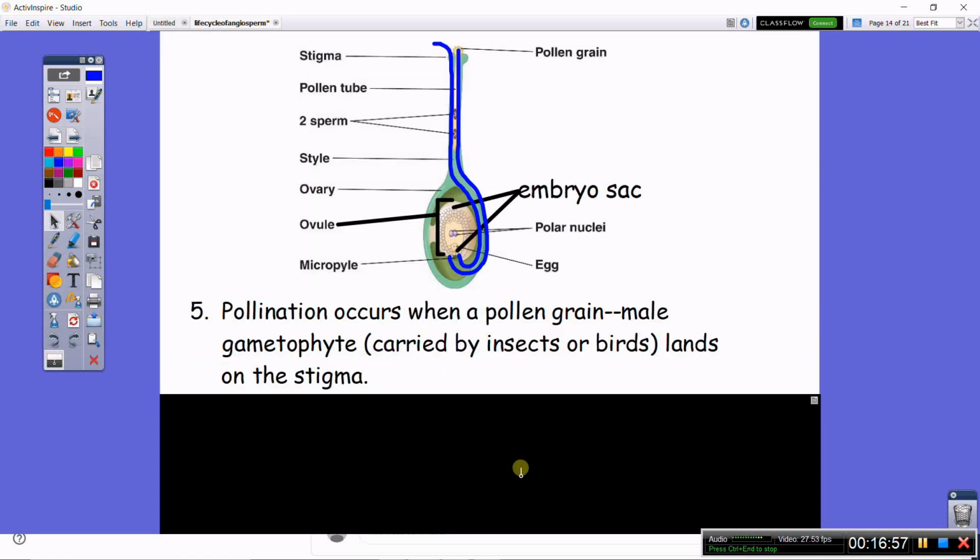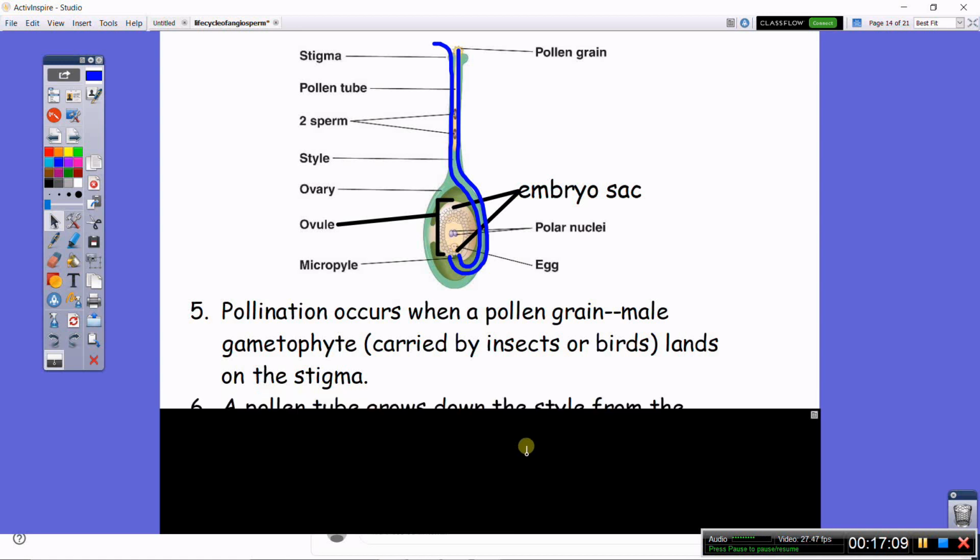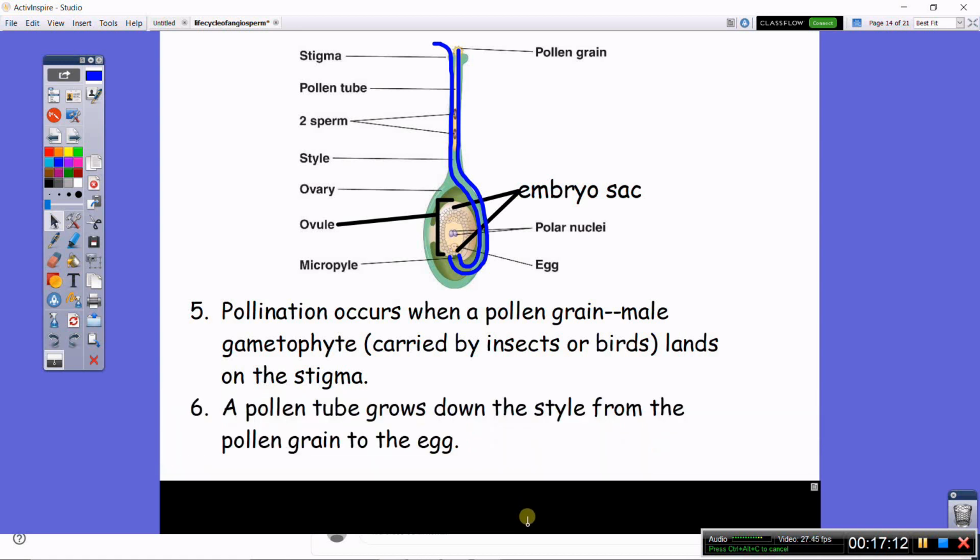Okay, so pollination occurs when a pollen grain, which remember is the male gametophyte, think about your pollinators with flowers. This is usually going to be insects or birds. Lands on the stigma. And then a pollen tube grows down the style from the pollen grain really to the micropyle. I know it says to the egg there. It's going to be to the micropyle first. And then that's the entrance to the ovule. And so then that can release the sperm cells into the ovule. And then like I said, two things are going to happen because we've got two sperm.